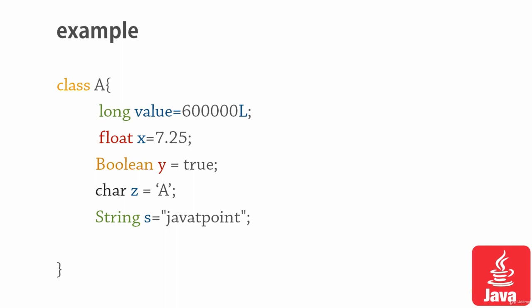So here is an example of different variables. We have a class consisting of different kinds of variables. We have the long value, denoted with the preceding L. We have the float value. We have the boolean value. Boolean takes a true or false value. We have the character value. Character can be any single character. We have the string. Any string could be stored here.